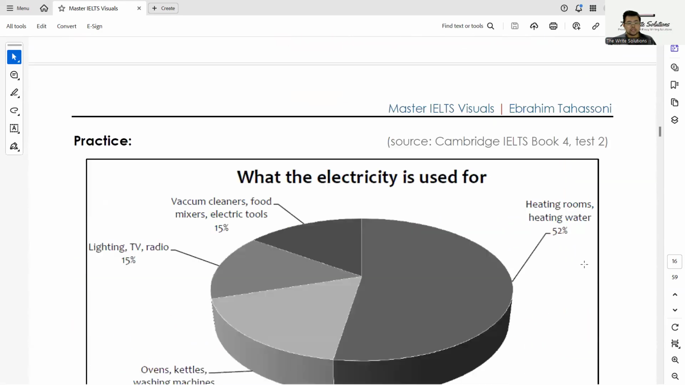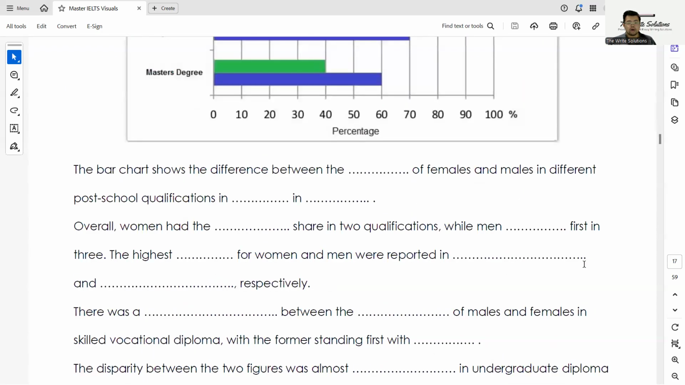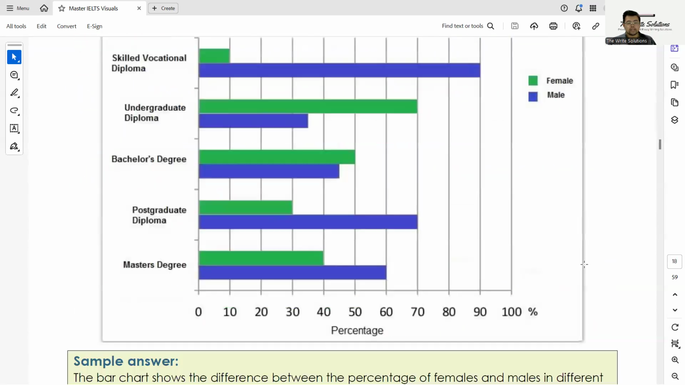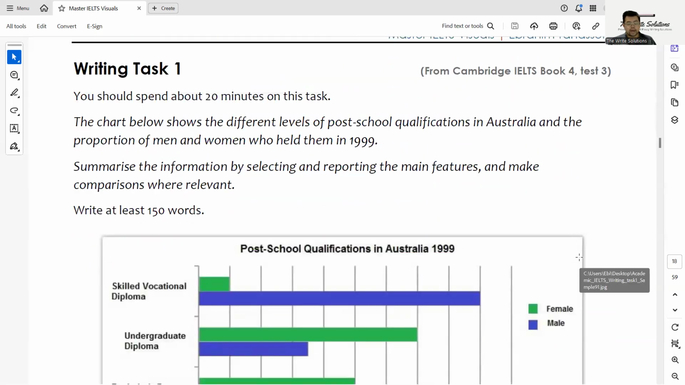These are practices, but I want to talk about writing tasks. So tomorrow we're going to start a writing task. This is a bar chart. So tomorrow we're going to be doing a bar chart. So please come at 10 a.m.